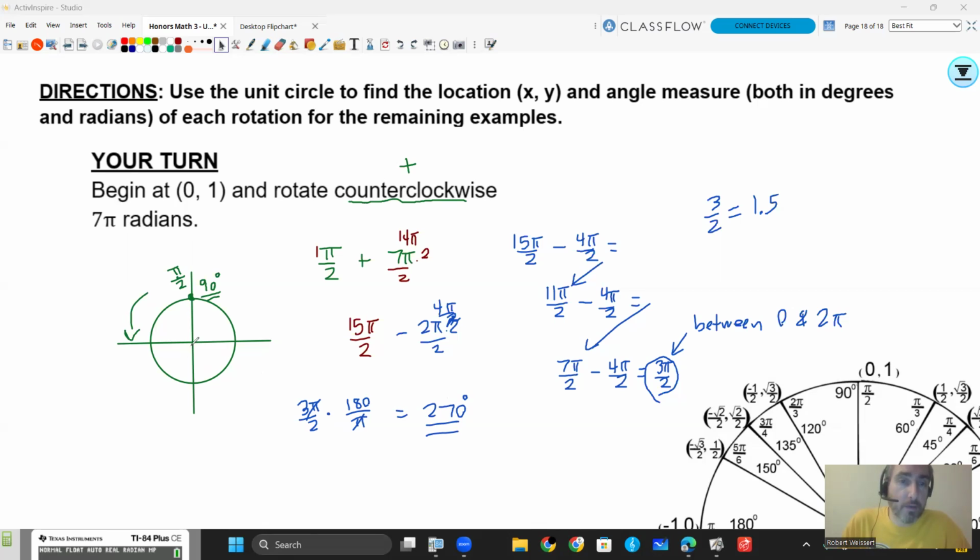And at 270, if you recognize where that should lie, this is going to be 0, 90, 180, and 270. So that coordinate right there is going to be 0, -1. So your final resting point is going to be at 0, -1. That's going to be located at 3 pi over 2, which is 270 degrees.